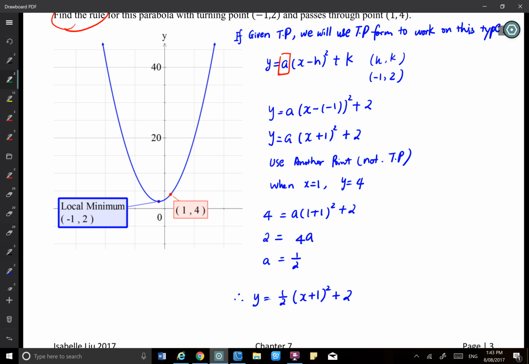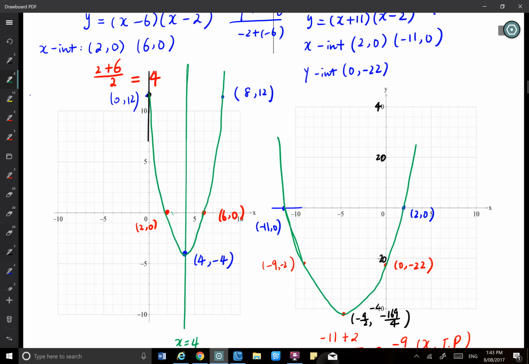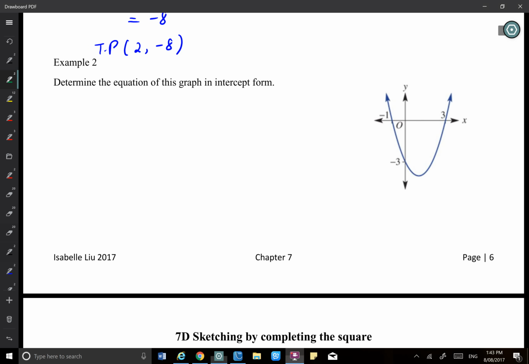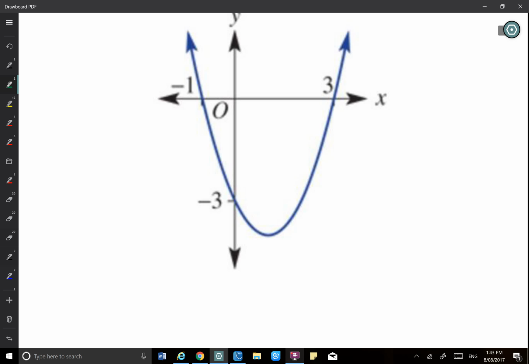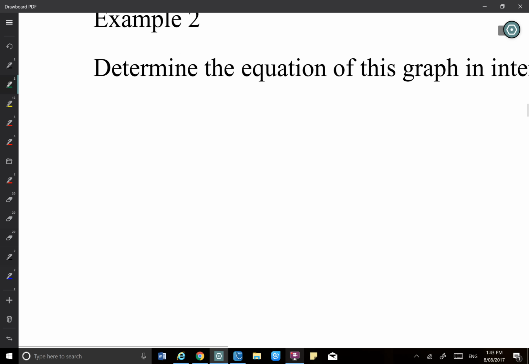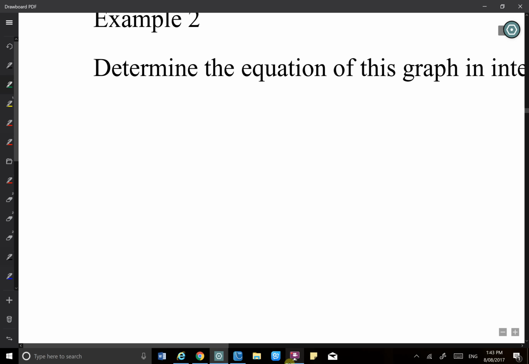In that graph, we had the turning point, so we used the turning point form to find the equation. And now we have a different case, where there's no turning point given. So we'll use the x-intercept form. Let's put a note down here first. Anytime this is the type of question, find the equation for a quadratic.